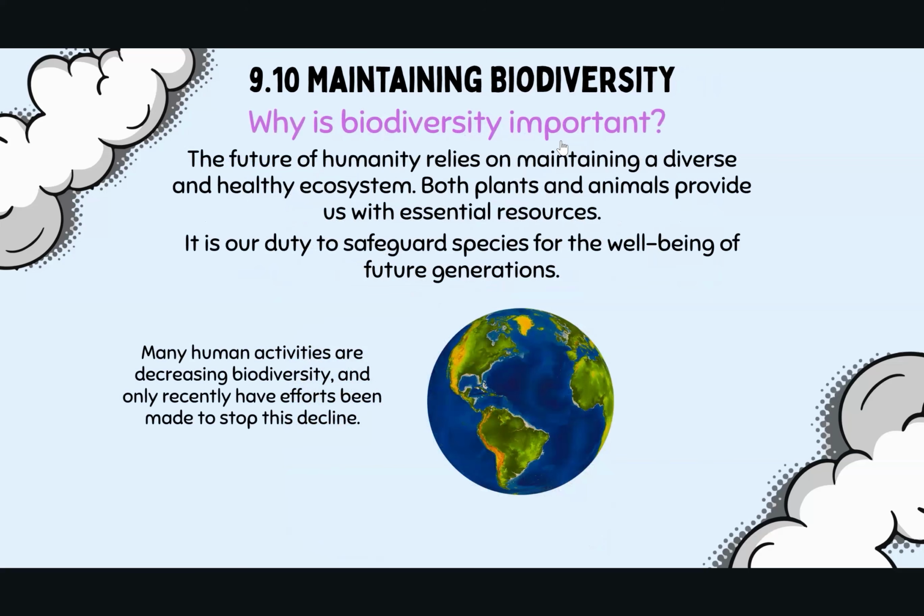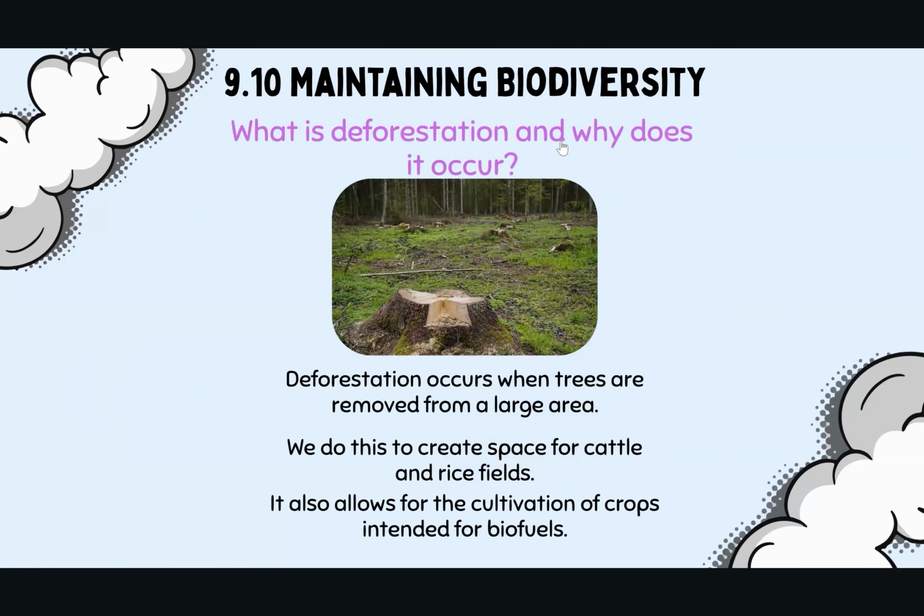So the future of humanity relies on maintaining a diverse and healthy ecosystem. Both plants and animals provide us with essential resources. It's our duty to safeguard species for the well-being of future generations. Many human activities are decreasing biodiversity, and only recently have efforts been made to stop this decline. So, what is deforestation and why does it occur?